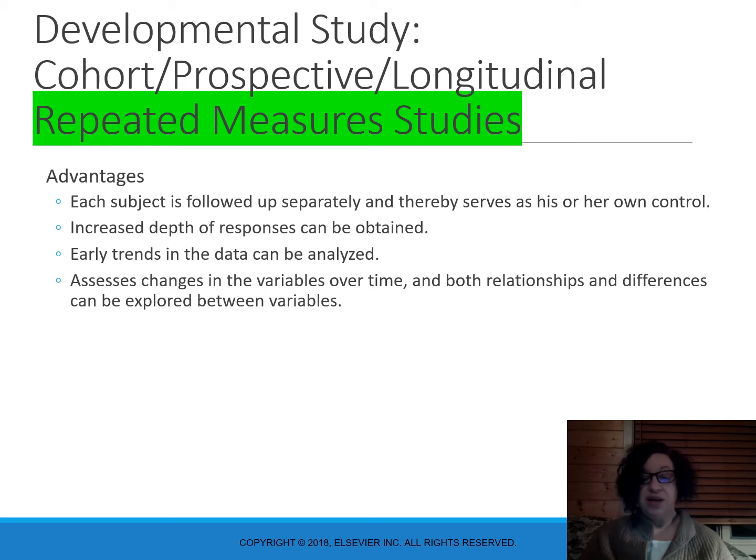The more you have contact with something, the better you get to know it. Early trends in data can be analyzed. You can analyze the data because you know you're going to be getting more data further on, and you can assess changes in the variables over time. So you've got multiple points across a spectrum to look at your data points. You can look at the relationships and differences that can be explored between the variables. Time goes on, things change, and you're going to study those changes in this type of research.